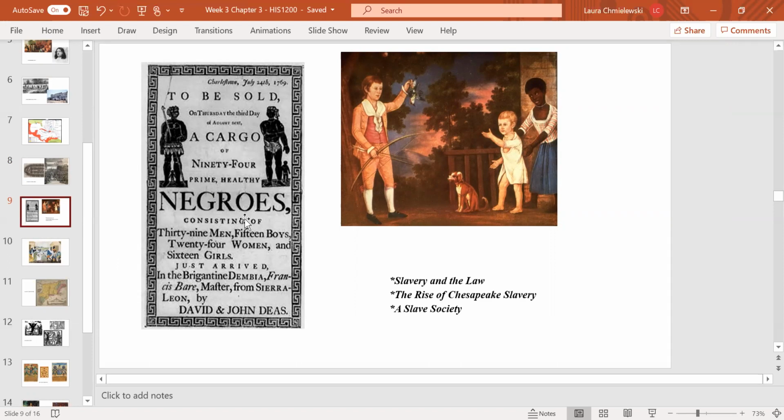The term that they would have used is Negro. That is antiquated. We don't use that anymore. We use Black with a capital B, consisting of 39 men, 15 boys, 24 women, and 16 girls, just arrived from Sierra Leone. And these are individuals who are being promoted for sale and will be sold in the South Carolina city of Charleston.